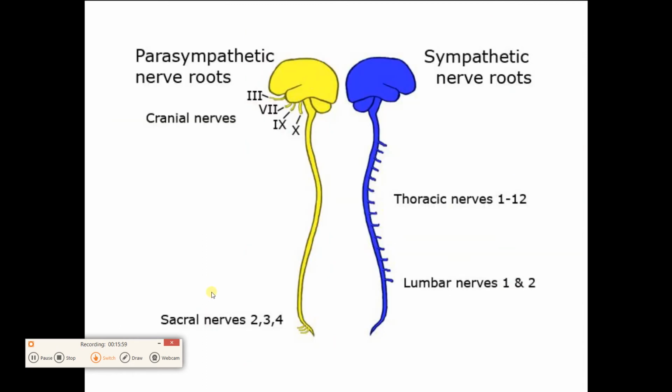Okay, so remember, parasympathetic, craniosacral. We got cranial nerves 3, 7, 9, and 10 coming out of the brainstem, as well as sacral nerves 2 through 4. Sympathetic, thoracolumbar, because we got thoracic nerves 1 through 12. So all the thoracic ones, right? As well as the first 2 lumbars, T1 to L2.